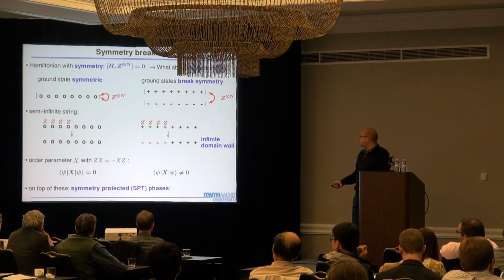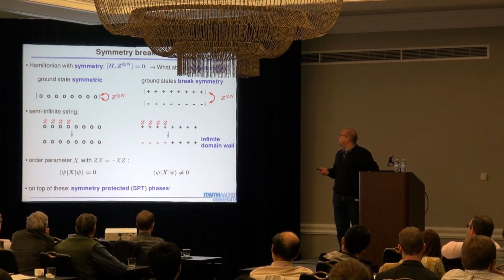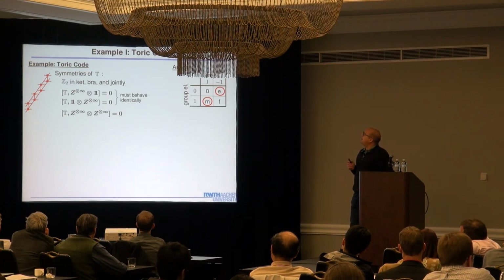And there are actually even more things, which are so-called symmetry-protected phases. And if there's time at the end, I will get to those. They actually play a very interesting role in this game. So let me just do an example and explain what happens in that example. And this example will be the toric code system.